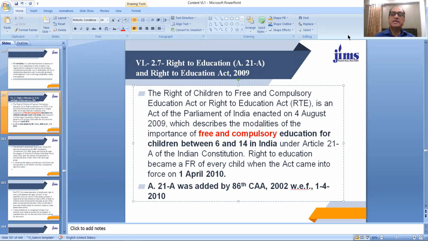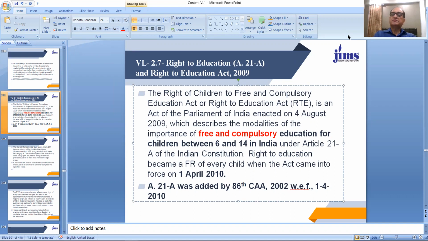Today, in this lecture, we will understand the concept of right to education under the Indian Constitution. As all of you know, Article 21A has been added in our Constitution, and thereafter the Right to Education Act 2009 has also been enacted and implemented to ensure the right to education.